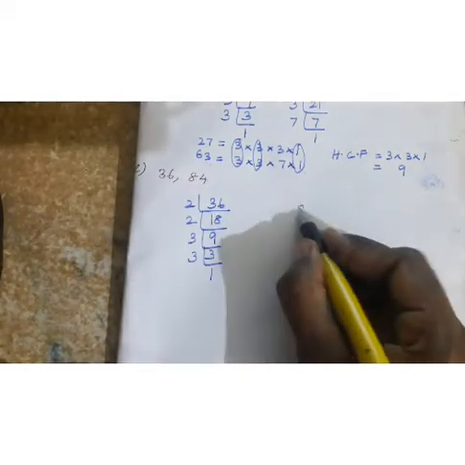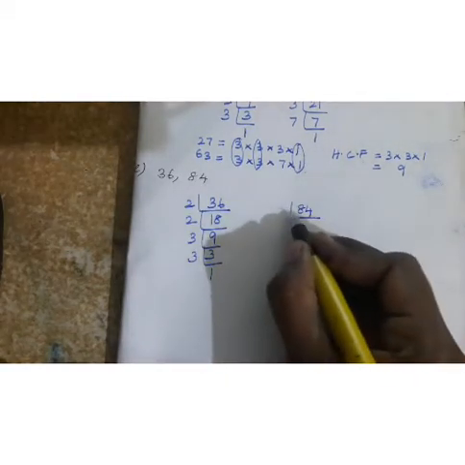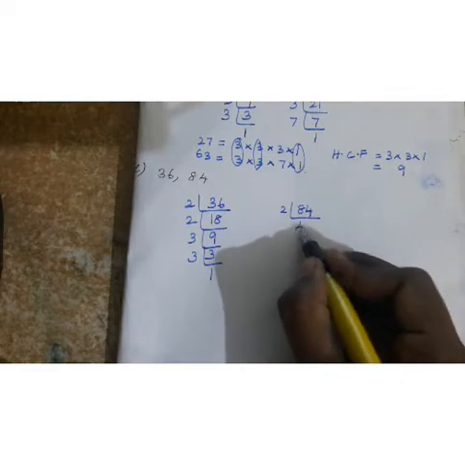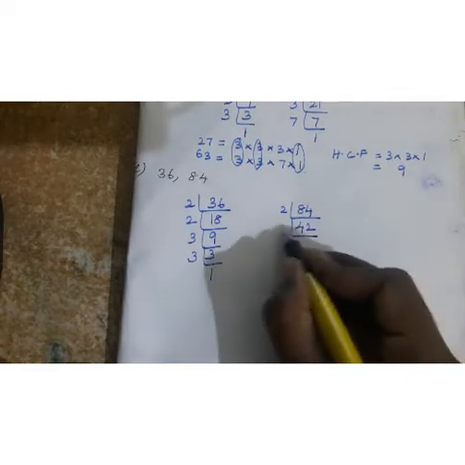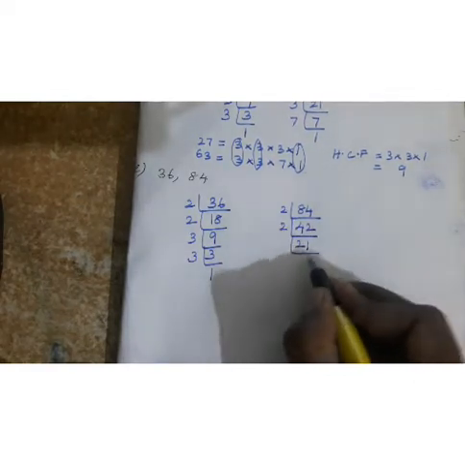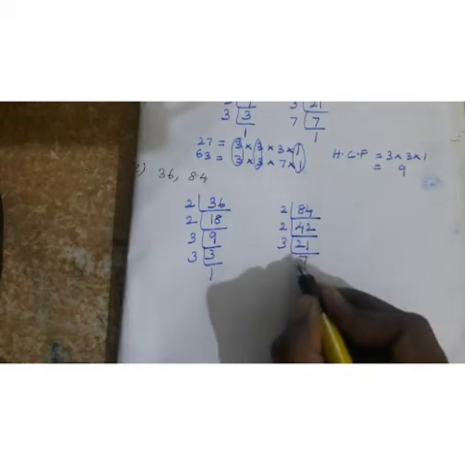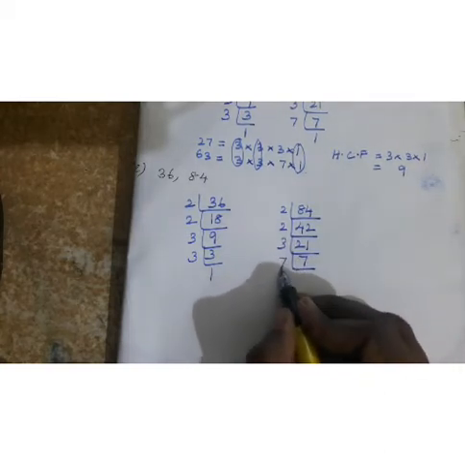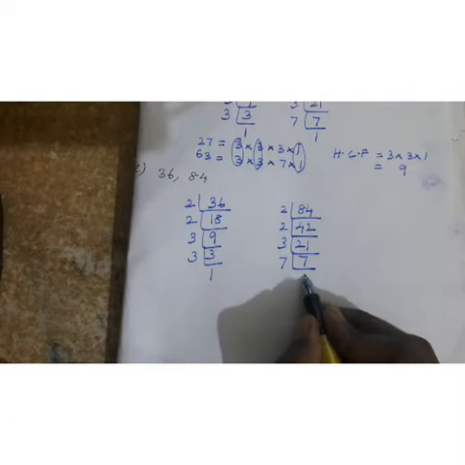Now find the prime factors of 84. 84 divided by 2 gives 42. 42 divided by 2 gives 21. 21 divided by 3 gives 7. 7 is a prime number which divides by itself. 7 divided by 7 gives 1.